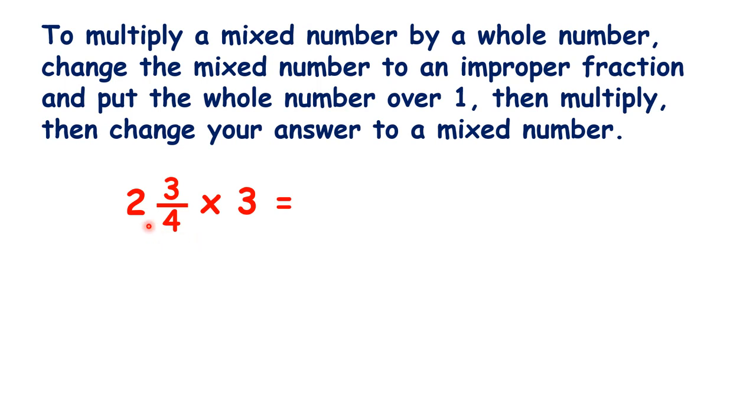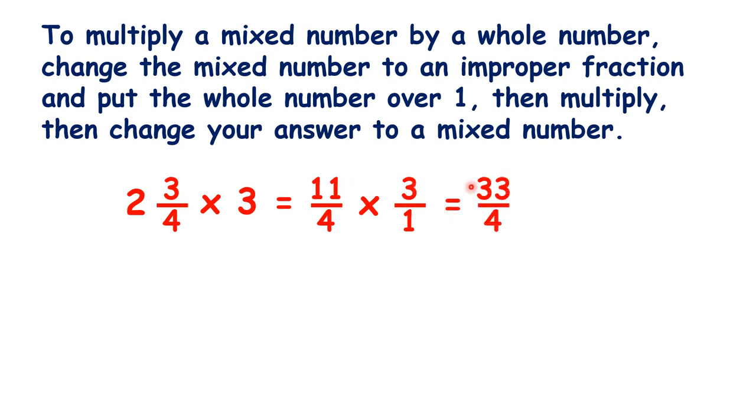To start, we need to change our mixed number 2 3/4 into an improper fraction. So that's 11/4. We're multiplying by 3, and most teachers want you to write 3 over 1. That's to remind you that you only multiply the numerator by 3, not the denominator. If you were to multiply the denominator by 3 as well, all you would be doing is finding an equivalent fraction.